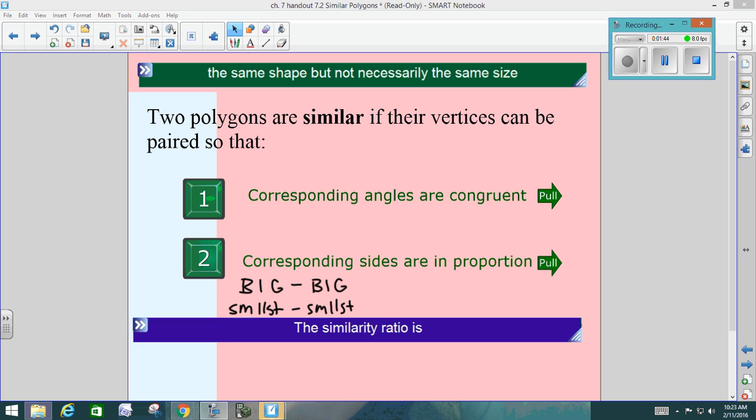Okay, so those sides have to be in proportion, meaning they have to have the same ratio. So if the ratio of the big sides is 1 to 2, the ratio of the smaller sides also has to be 1 to 2 so that they're similar. The similarity ratio, that is the ratio of corresponding sides. It's that 1 to 2 I was just referring to. Similarity ratio is the ratio of corresponding sides.